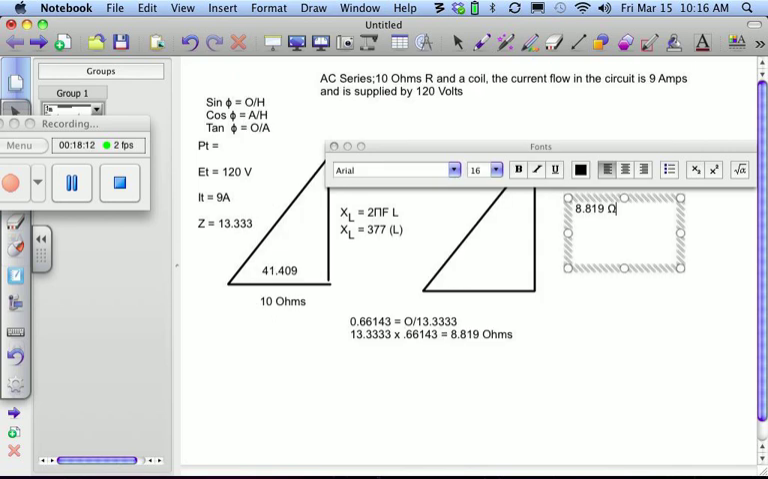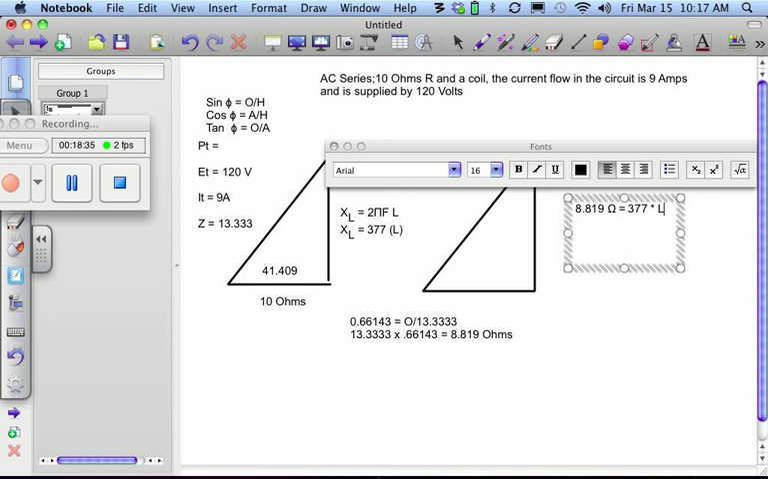Okay, so that's equal to 2 pi FL, right? Well, let's call that 377 because that's our shortcut number, times our L. And that's the question. What is our inductive reactance, right?